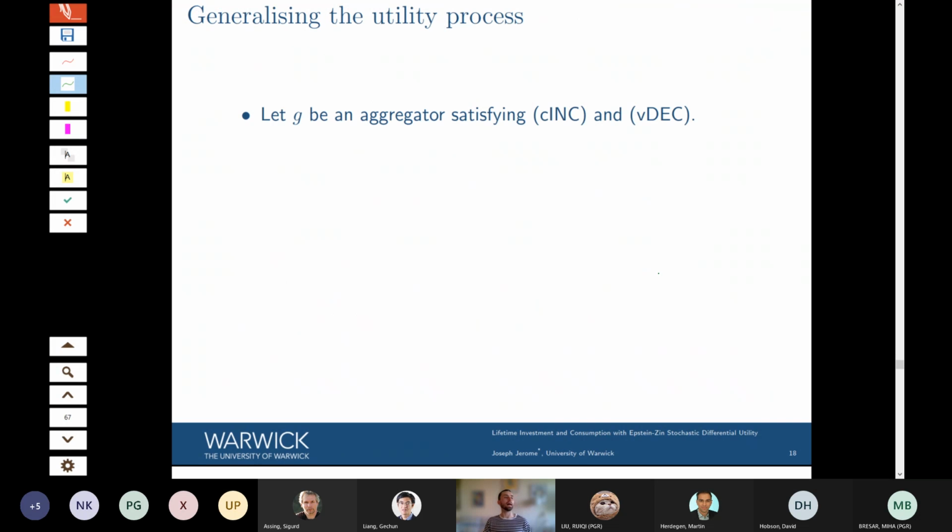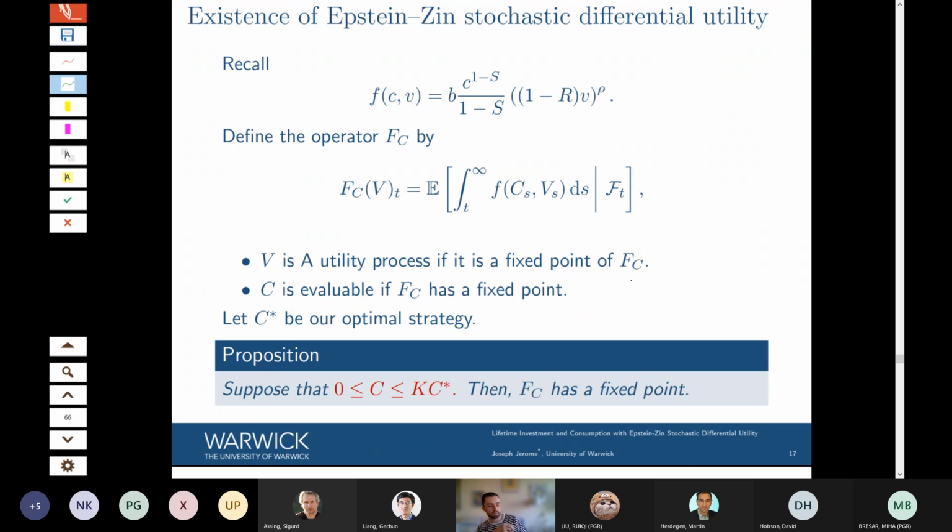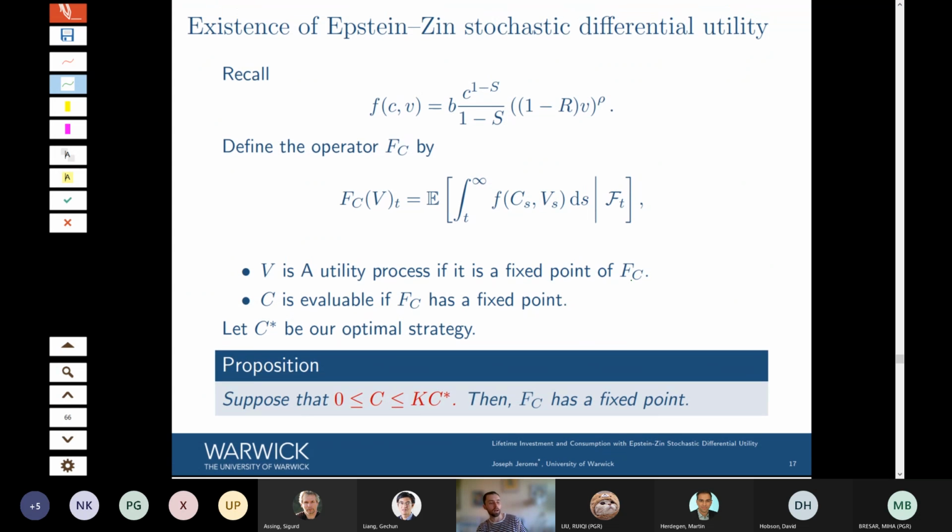So this is quite a good result. At the moment, there are very few existence results in the Epstein-Zin stochastic differential utility literature, and this is possibly the strongest. But we want to go one step further and ask, what if it's not bounded above by some constant times our optimal strategy, because that's still kind of restrictive?